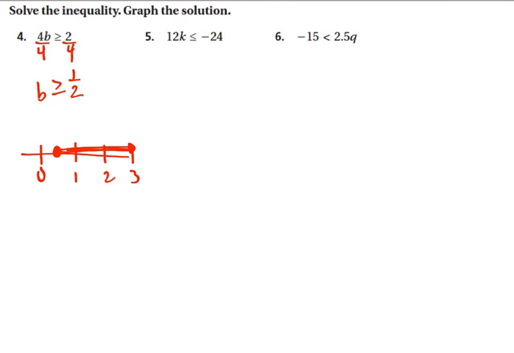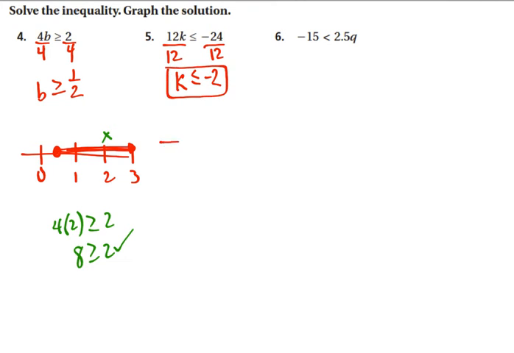If we try one of these solutions real quick, try 2. 4 times 2 is greater than or equal to 2. Is 8 bigger than 2? Sure is. Next example, 12k is less than or equal to negative 24. I'm going to divide by 12. I get k is less than or equal to negative 2 as a solution.